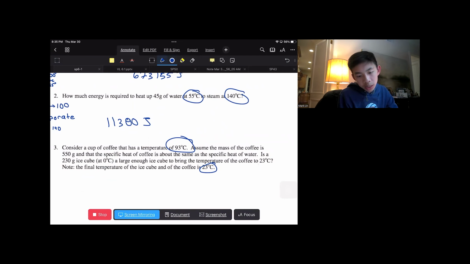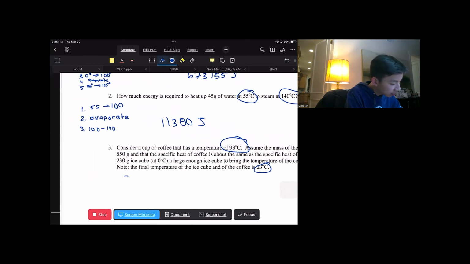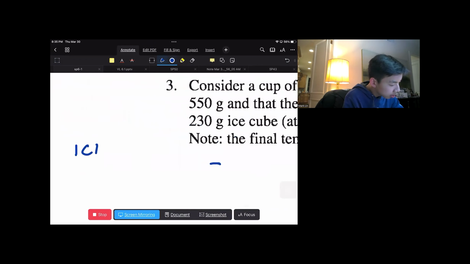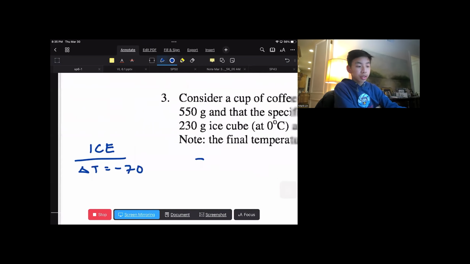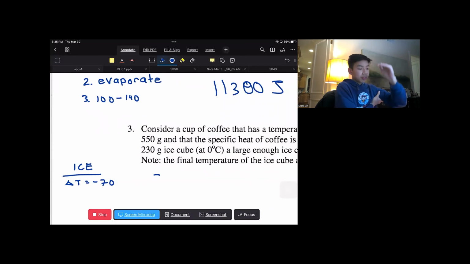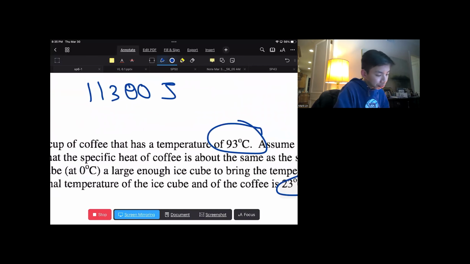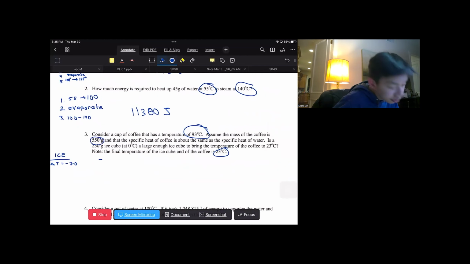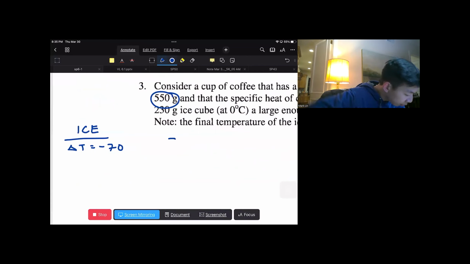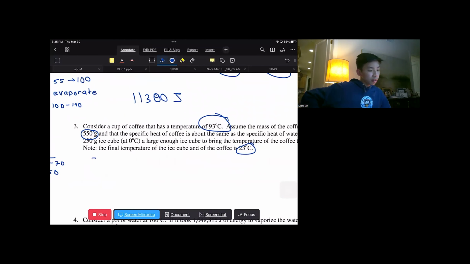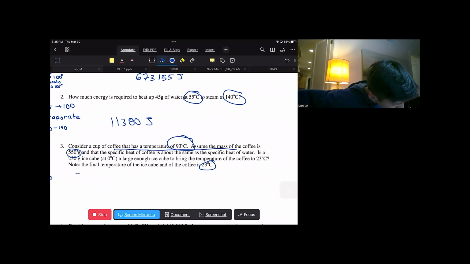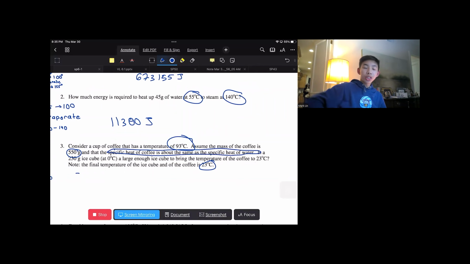Yeah, negative 70. So let me write this out. For the coffee, the delta T is going to be negative 70. That's a temperature loss, negative because it lost heat. And then the mass of the coffee is going to be 550 grams. And the specific heat of coffee is about the specific heat of water, which is going to be 4.18.